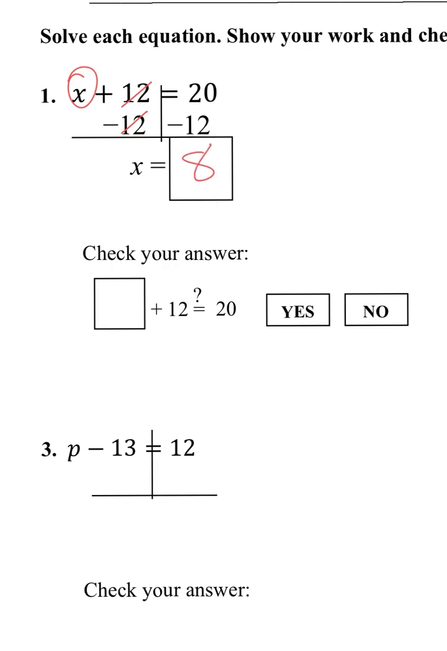And then it says, check your solution. We think that the answer for x is 8. So you plug it back into the original equation, and then you simplify both sides. So it's 8 plus 12. 8 plus 12 is 20. Does 20 equal 20? Yes, it does. So guess what? 8 is a solution to this equation. All right, on to number 2.